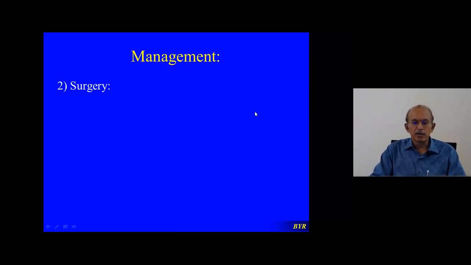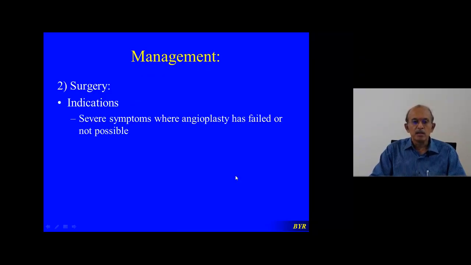Surgical management of atherosclerotic plaques. Indications: severe symptoms where angioplasty has failed or is not possible. So the first line of treatment is angioplasty. Of course, in the video I have shown you the coronary angioplasty and coronary stenting, but the same procedure can be adapted to peripheral arteries also.